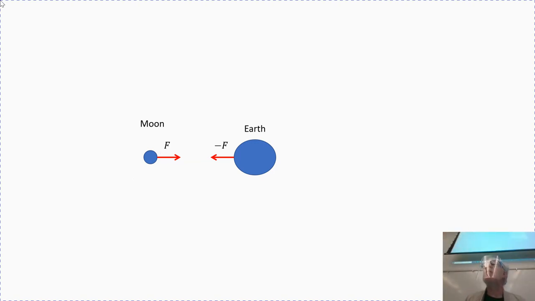Here you go, Earth and Moon. The Earth attracts the Moon. That's the force that the Earth exerts on the Moon. Okay, so the Moon also attracts the Earth. And that's the force that the Moon exerts on the Earth.